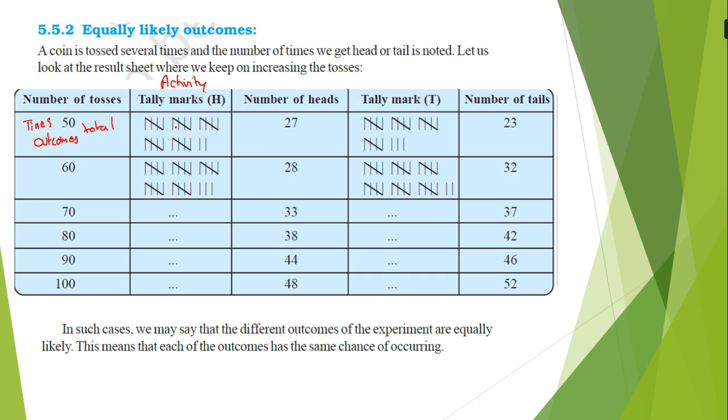So, 1 2 3 4 5, 1 2 3 4 5, and 1 2 3 4 5, 1 2 3 4 5. So 1, 2, 3, 4 and 5 bunches are there. So 5 plus 2, that is 27. And number of tails: 1 bunch, 2 bunch, 3, 4. So 5 fours are 20 plus 3, 23. Now if we increase to 60 times, then here it also increases.